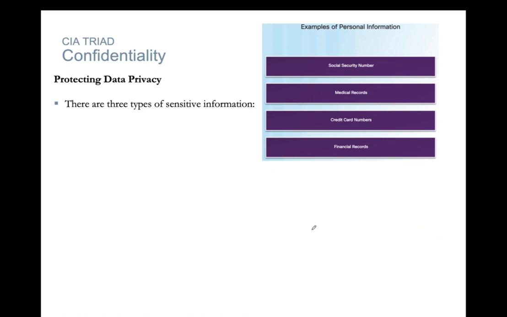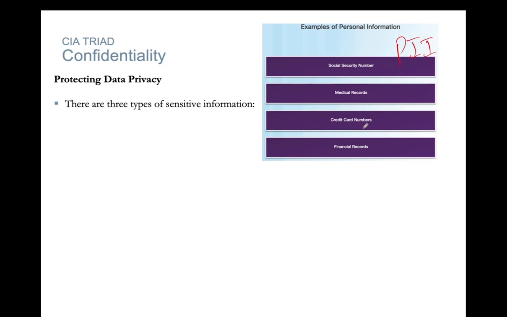Personal information is personally identifiable information, which we call PII, that traces back to an individual. In this figure, you can see categories of data like social security numbers, medical records, credit card numbers, or financial records. So we protect this data confidentially.